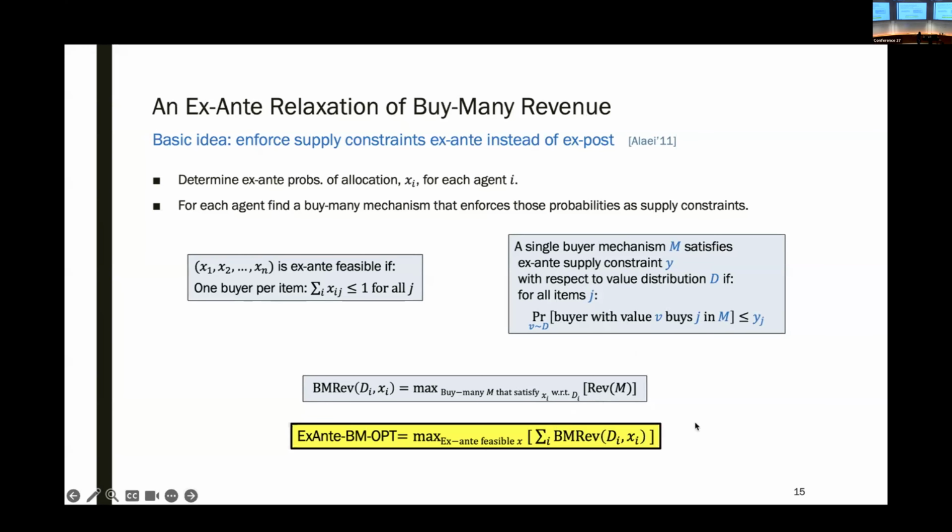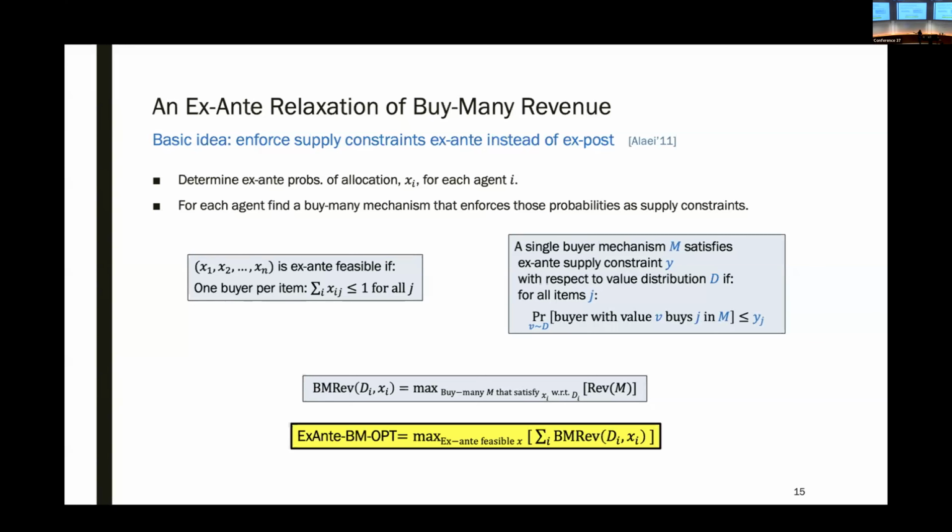And if I sum up these revenues over all buyers and take the best possible sequence of vectors x_i that maximizes this, that gives me this ex ante relaxation of buy-many revenue. Okay, so again, what we've done is we've said, well, let's figure out the probabilities with which I want to give the items to every buyer. These probabilities should satisfy the ex ante supply constraint. And now, given these probabilities, I can look at every buyer independently and ask, what buy-many menu should I offer to this buyer to maximize my revenue?